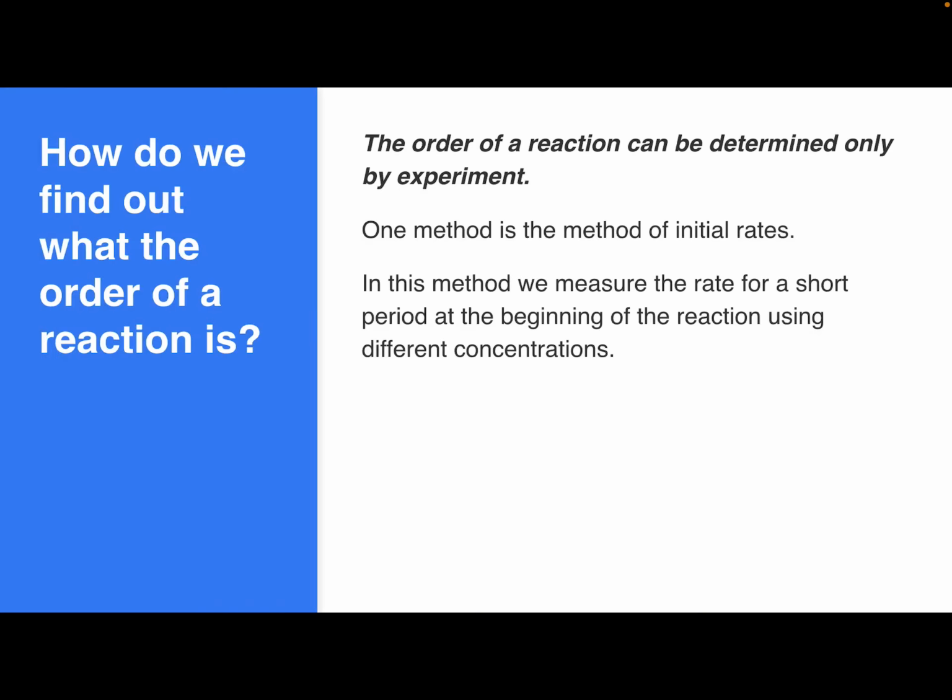So you can only find the order of a reaction by experiment. You have to do it, and we look at these and we use the method of initial rates, and I think I'm going to do that in the next video.